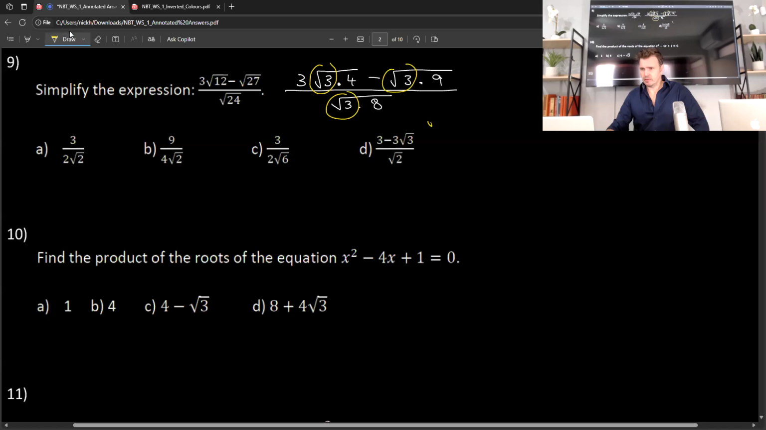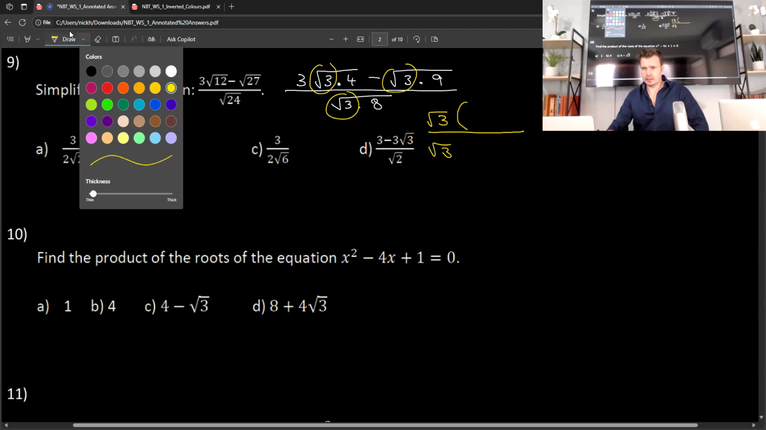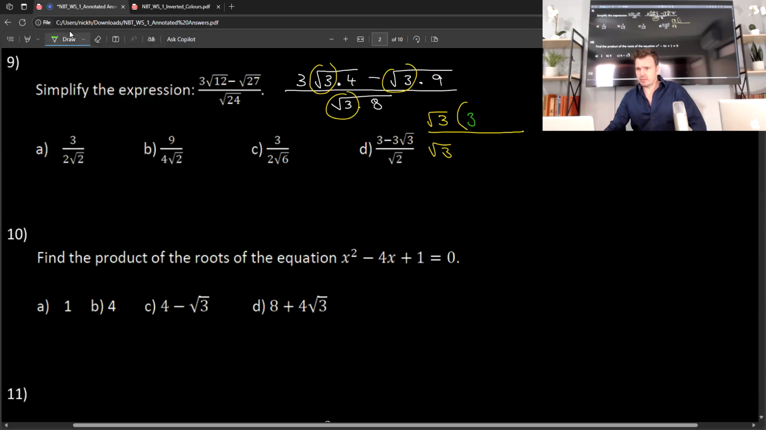And so I get root 3. And when I take it out of the top, I get the 3 times, and the square root of 4 is 2, minus, okay, and then the square root of 9 is 3.